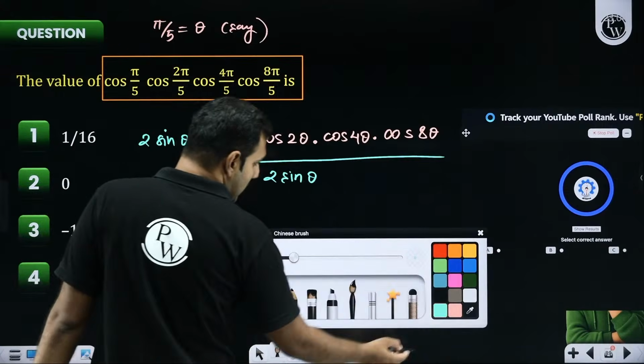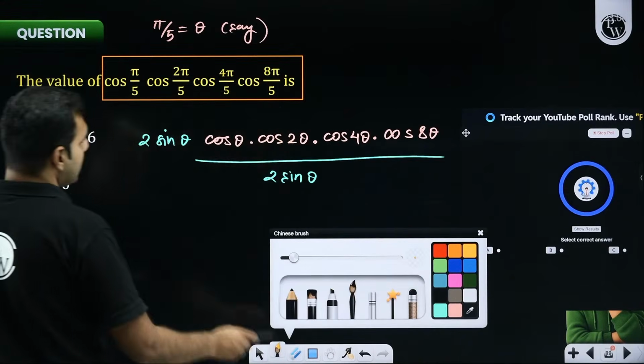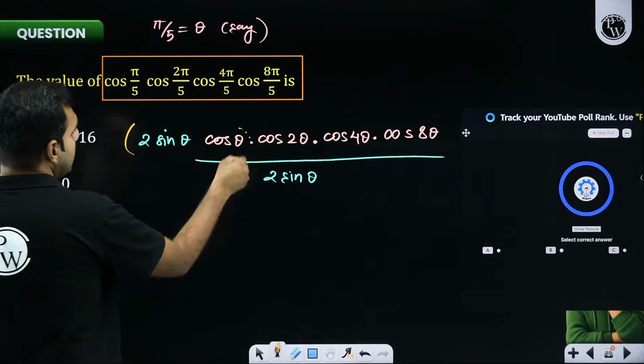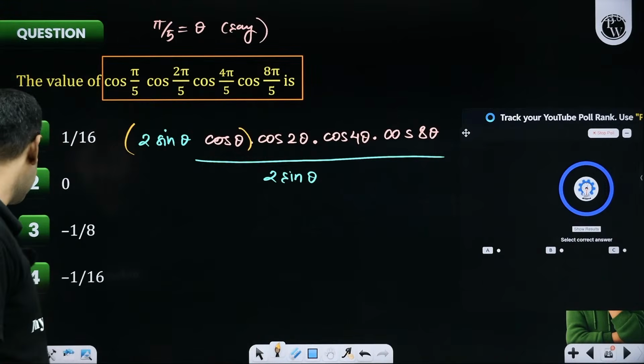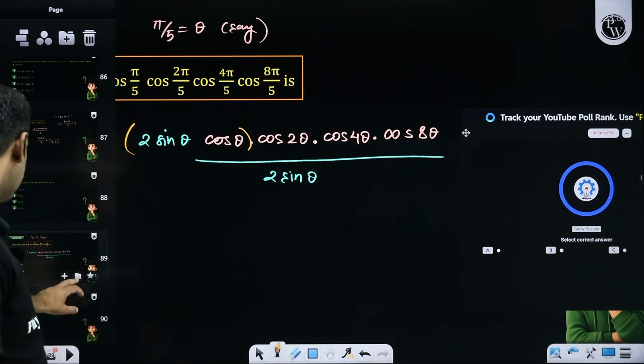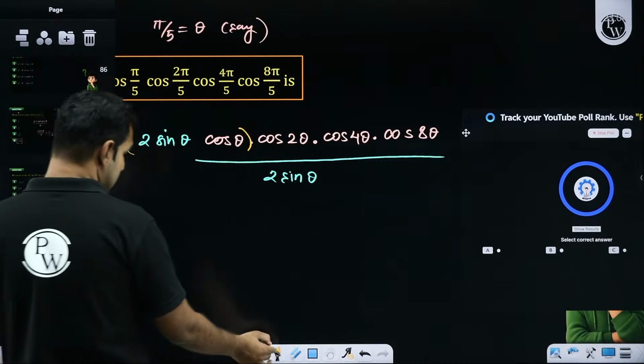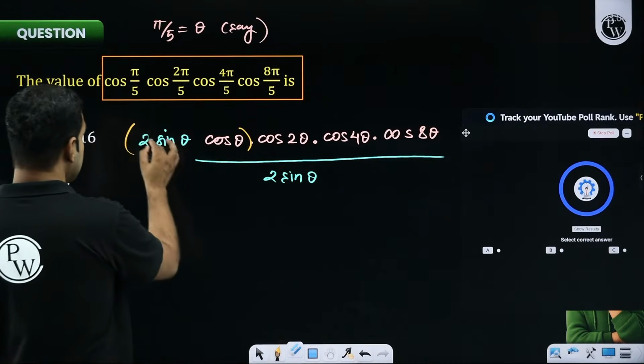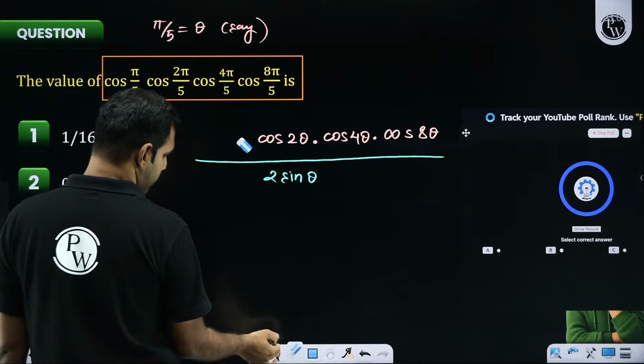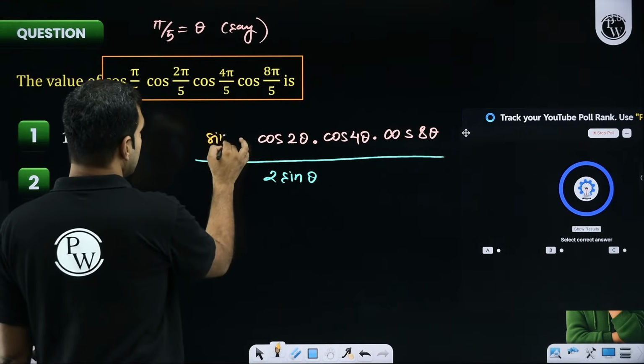So, sir, why did you really do it? I did it because I think something really good is happening here. Don't you think so? 2 sin theta cos theta. What is that, students? Sir, that is sin 2 theta. That is sin 2 theta.